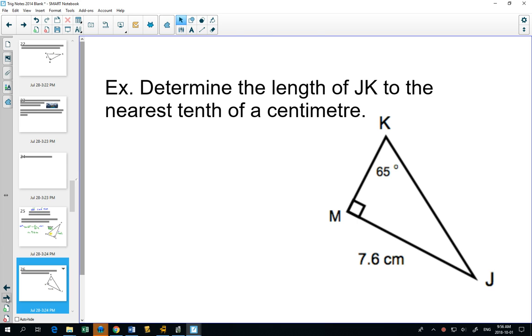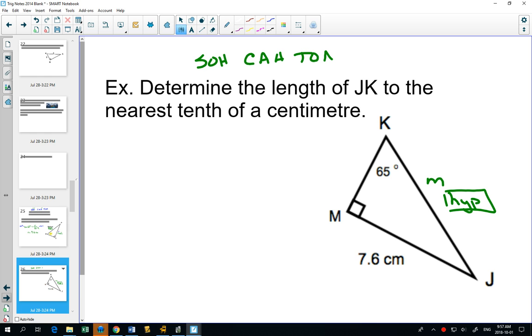Okay, let's do this one together. So we want to find JK, which is little m. I'm going to label this side as my hypotenuse. I know the angle 65. If I put all my definitions up on top, with 65, the 7.6 is the opposite. So I know it's going to be either sine or tangent that I need to use.